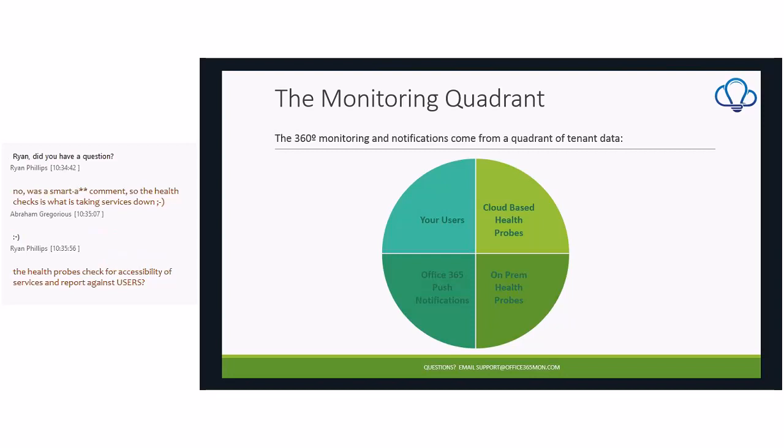That builds on a new API that's currently in preview from Microsoft that they call the Service Communications API, and allows us to pull in the information they provide, as well as the information that we get from our own health probes and the on-prem probes.